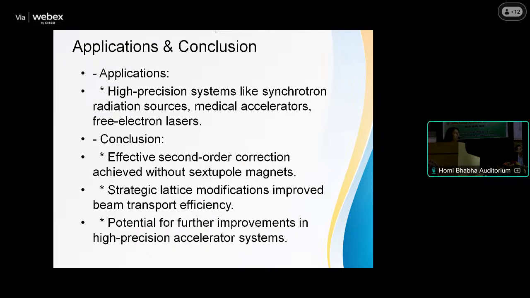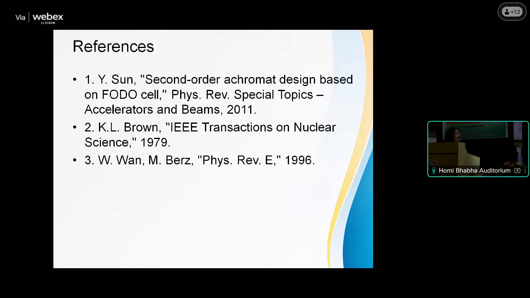Our design can be used in systems where high precision of the beam is required, such as synchrotron radiation sources, medical accelerators, and free electron lasers. And these are the references that I used.